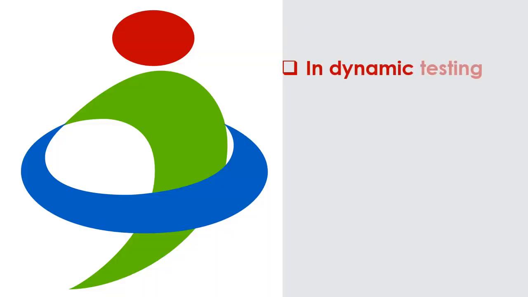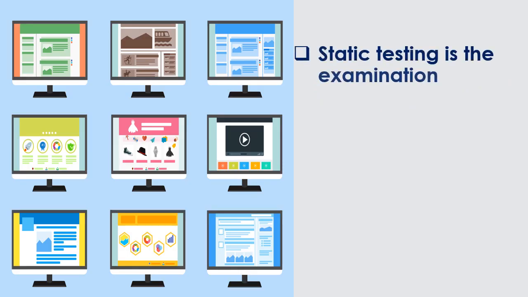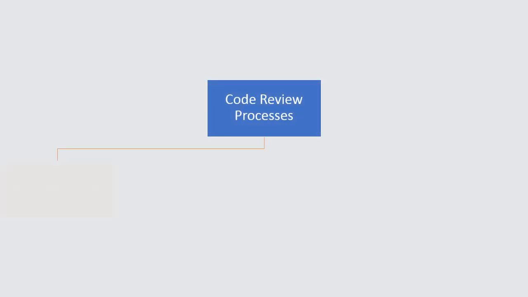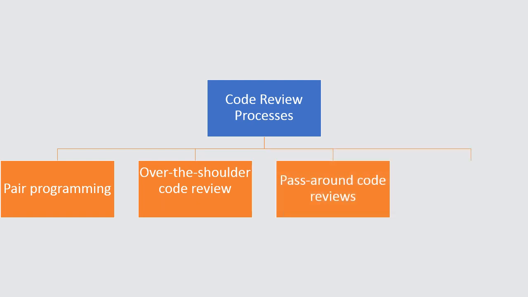In dynamic testing, the code being tested is actually run. Static testing is the examination of the system without executing the code. It can be done with a set of tools, automatically or manually. Code review processes are pair programming, over-the-shoulder code review, pass-around code reviews, and tool-assisted reviews.